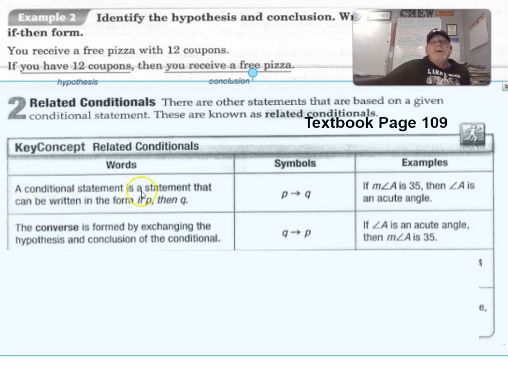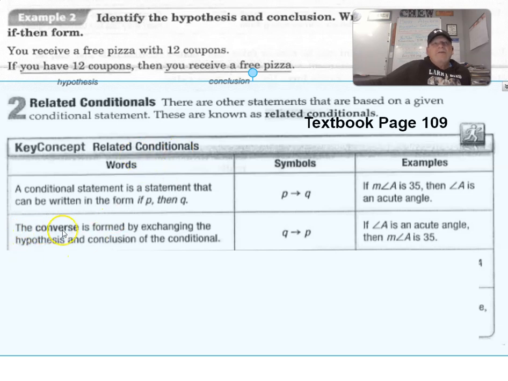The conditional statement is a statement that can be written in the form if P then Q, that we write symbols like this. Here's an example. If the measure of angle A is 35, then angle A is an acute angle. We knew this from what we did in chapter 1.